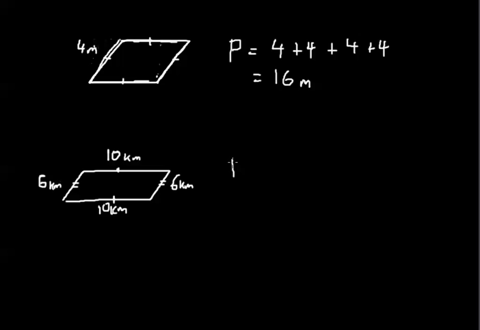So the perimeter of this one is equal to 10. So we're going to add the top, and then we're going to add the bottom together. So 10 plus 10, and then we'll just add the 2 sides. So plus 6, which is equal to 32 kilometers.